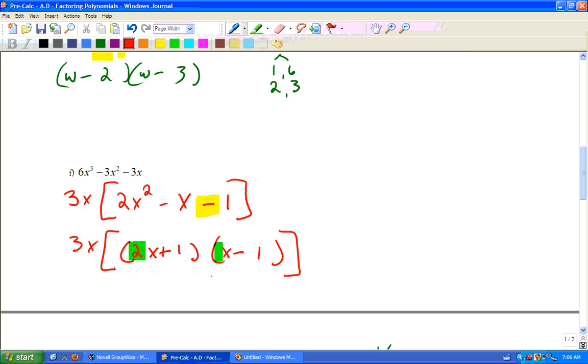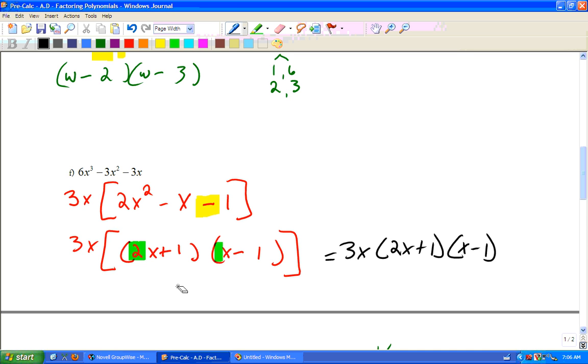2x times x gives us that 2x squared. So if we were to FOIL this back out, 2x squared, our outside terms would give us negative 2x. Our inside terms would give us plus x, and our last terms would give us negative 1. In this case, on our first guess, it worked out. When you combine like terms, you have negative x minus 1. That's what we started with. That's what we're looking for. So we know our final expression can be 3x times 2x plus 1 times x minus 1.